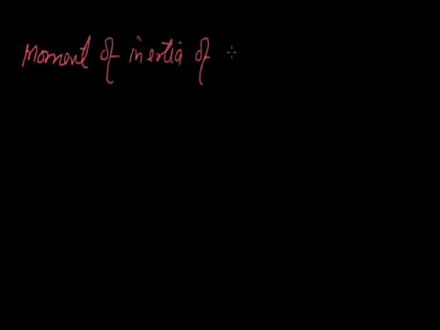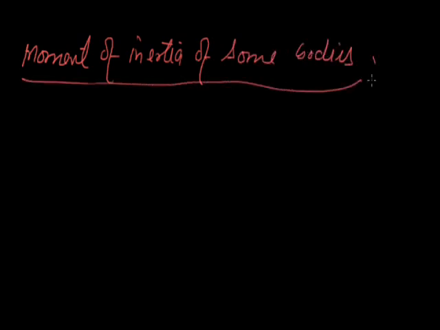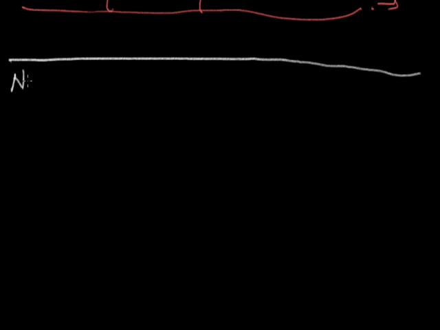Today we will take the moment of inertia of some dynamic bodies. We will write only the formula. Moment of inertia of some bodies: the name of the body, the axis about which we have to find the moment of inertia, and here is the formula.